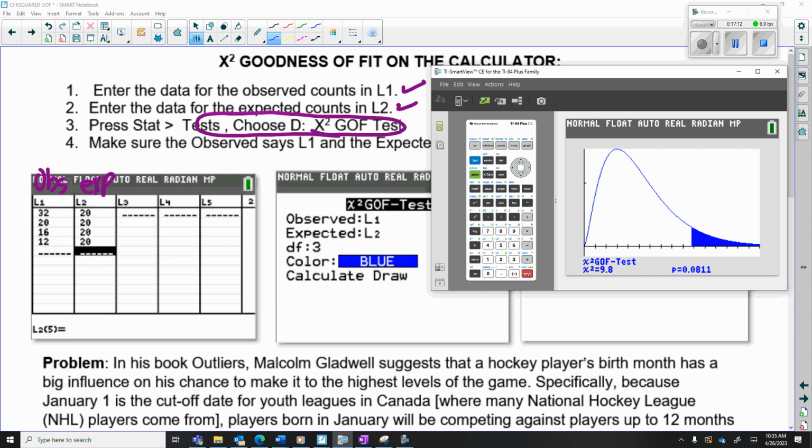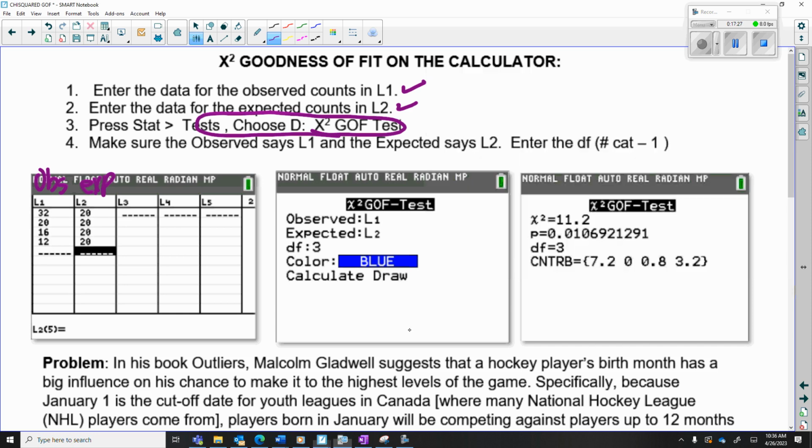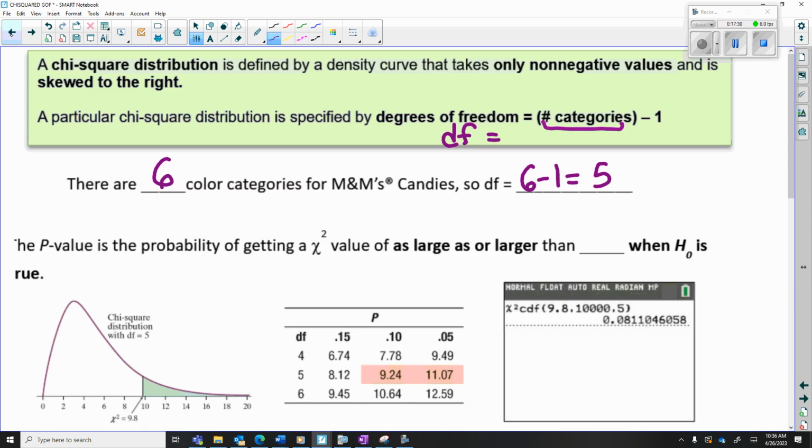So basically, we are doing PHANTOMS with a test statistic, and the test statistic is the chi-square, which is the 9.8. And that is what we got when we did it by hand back on the last slide. So notice the p-value is 0.081, and is 0.081 less than 0.05? I'm hoping you're saying no, it is not.